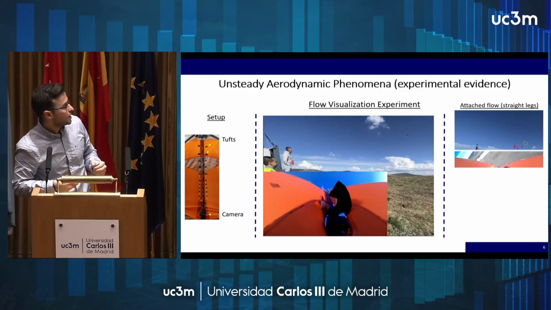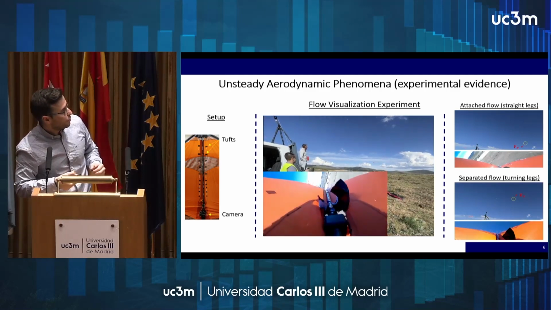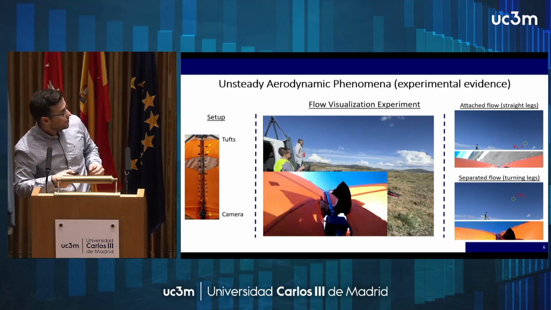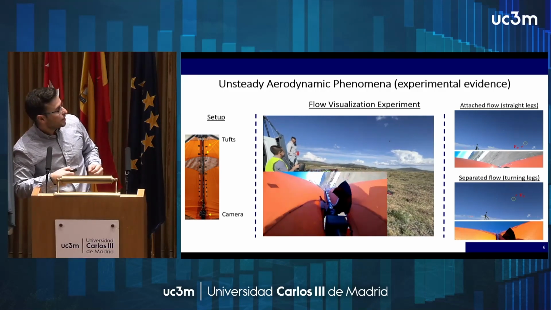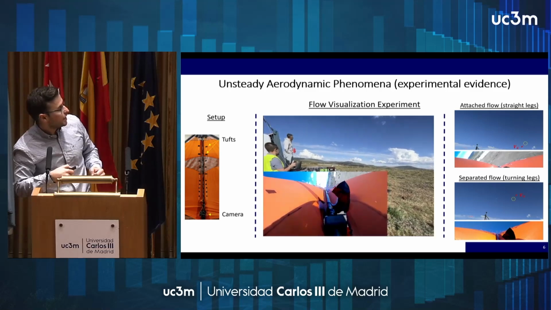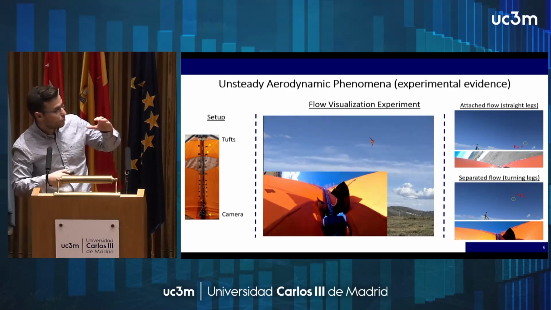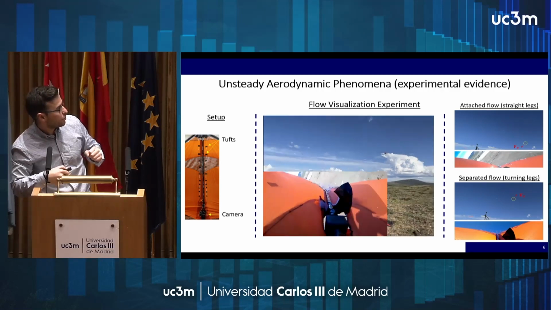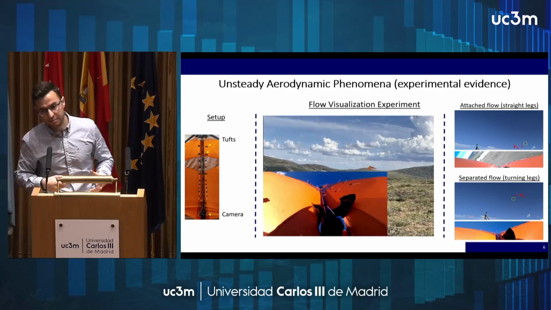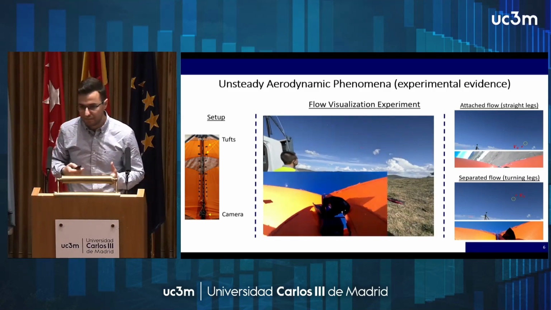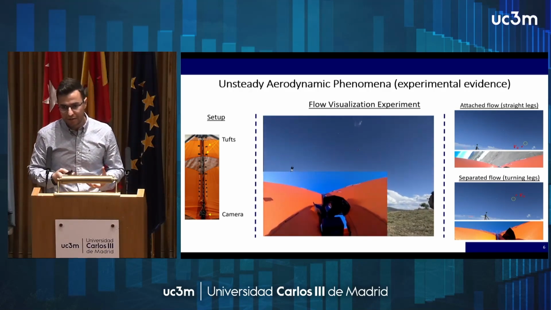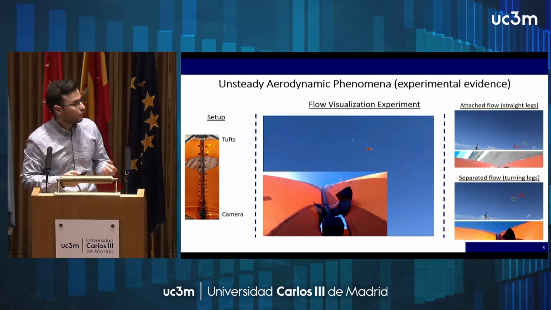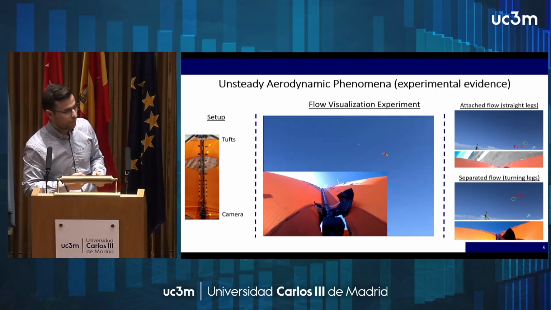So as I told you, the flow was attached during the straight legs and separated during the turning legs. And at the end of the flight, we also noticed that the wind speed slowed down a lot, so it was reduced, and then the absolute velocity of the kite was much smaller, and it was fully separated all the time. So the key message is that the kinematics of the kite during the figure of 8 is very important for this separation and for this dynamic stall phenomenon.